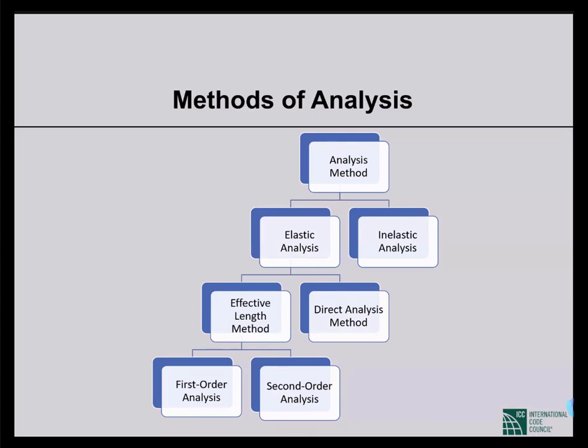Now, in direct analysis method, although still this is an elastic analysis method, this is much more sophisticated compared to effective length method. We can consider all those four aspects of stability in the direct analysis method. In effective length method, everything is approximate, indirect way. So in effective length method, there are two types of analysis.